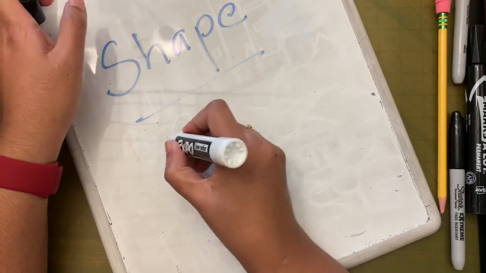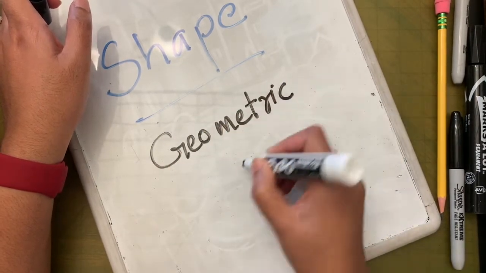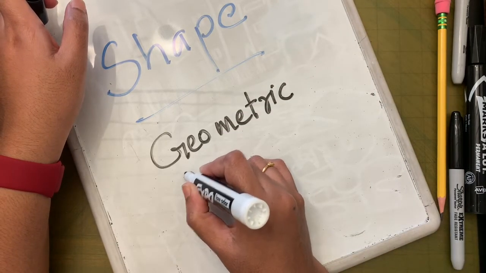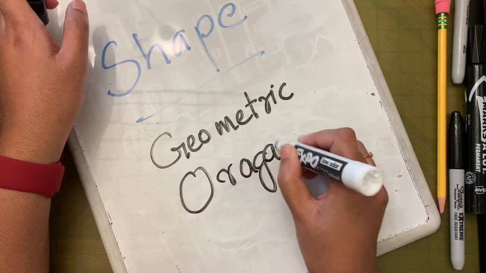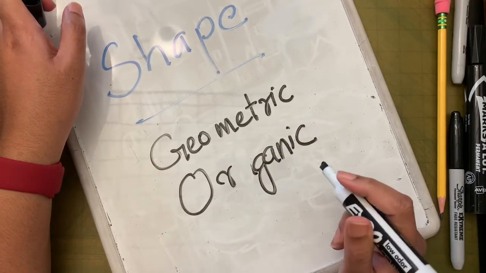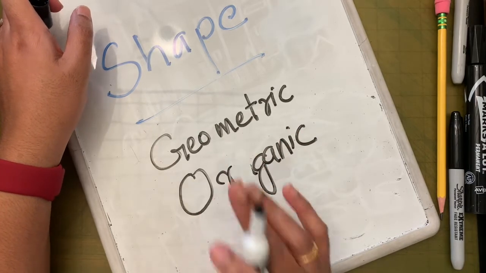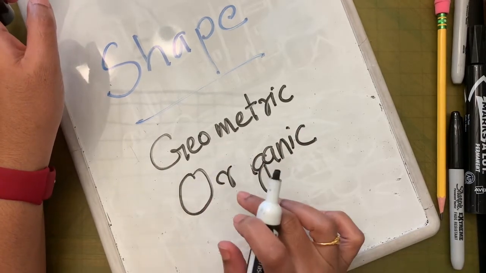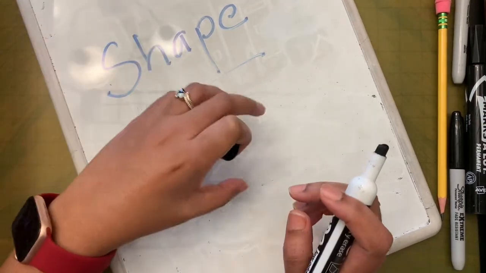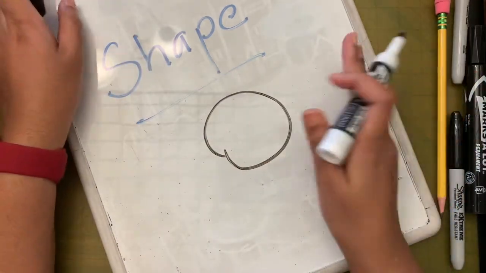Got it? So there is geometric shape, and there is organic shape. So you guys now know that there are two kinds of shapes, geometric and organic shape. And a shape is something you get by closing. A closed line is a shape, right?